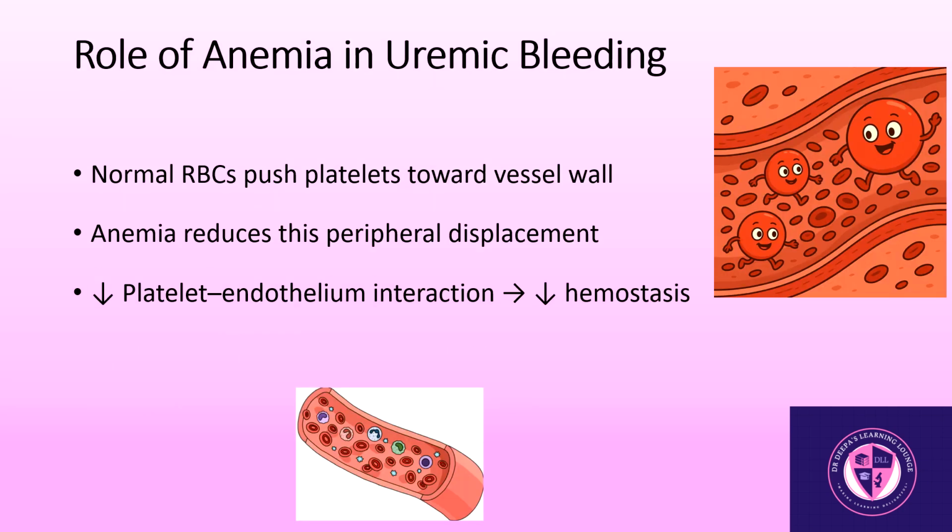If we understand the role of anemia in more detail, the red blood cells basically serve as a physical spacer that pushes the platelets towards the periphery of the bloodstream. This is very essential for platelet vessel wall interaction. In uremic patients, anemia is common due to EPO, or erythropoietin, deficiency and chronic inflammatory status. Lower hematocrit reduces platelet margination, leading to weaker adhesion and a greater bleeding tendency. Interestingly, simply increasing the hematocrit with RBC transfusion or erythropoietin therapy can measurably shorten the bleeding time, demonstrating how important the RBC and platelet relationship is.